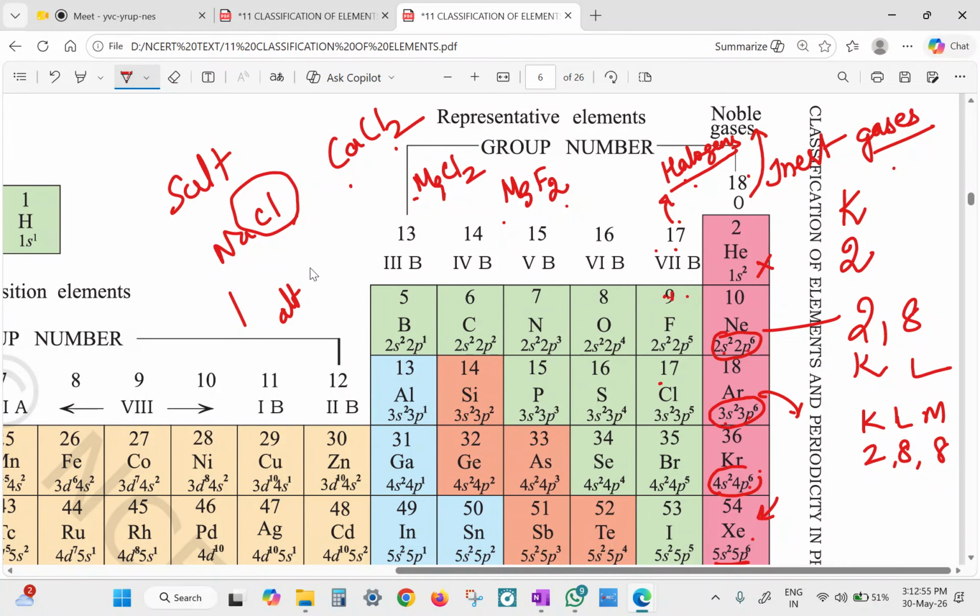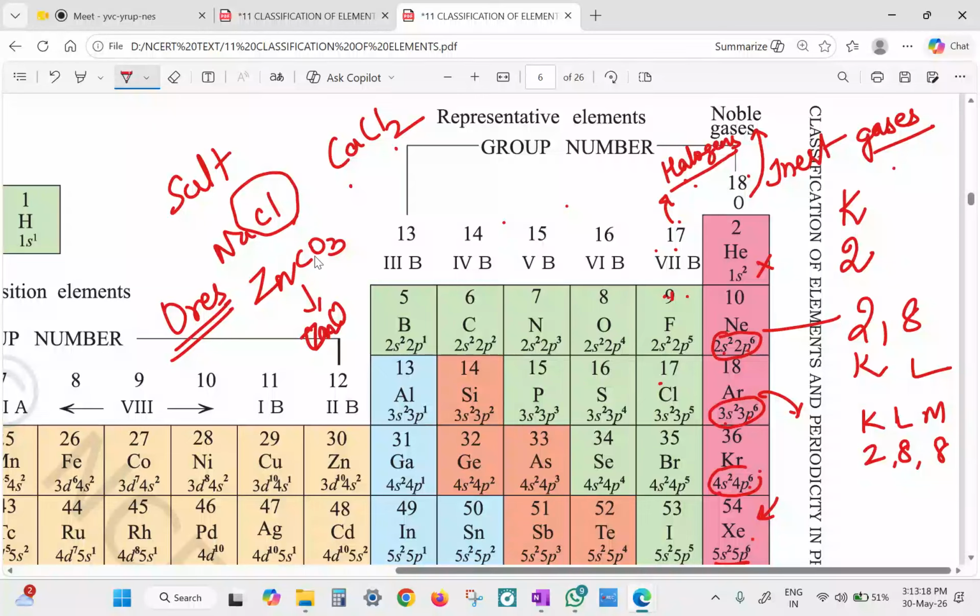Elements of group 16 also have a special name. For example, in your class 10, you would have studied some ores. For example, you have zinc carbonate. When you do calcination, it becomes zinc oxide, right? Iron is found in the form of Fe2O3, correct? Copper also, the extraction process is to convert it to CuO.